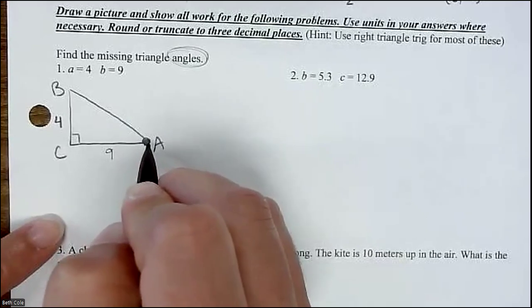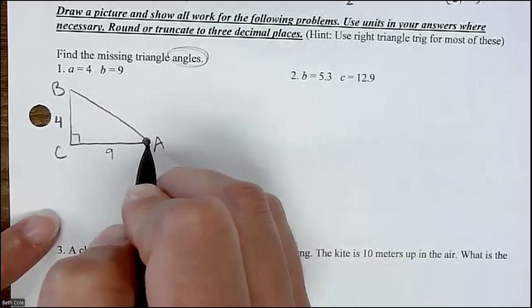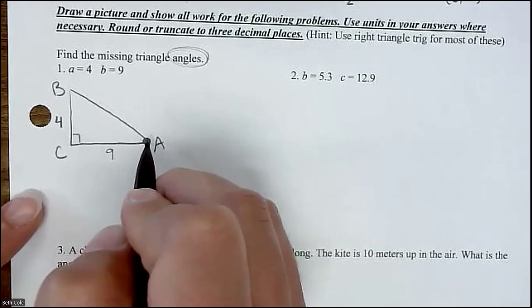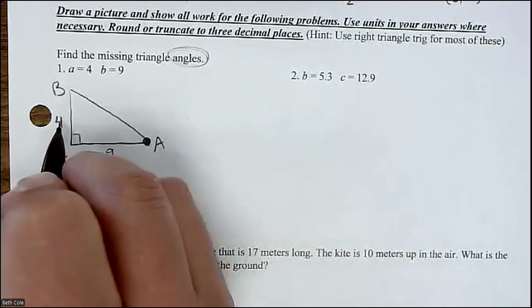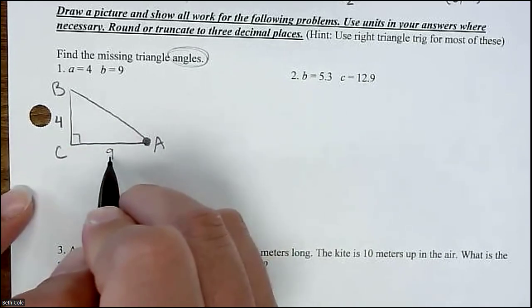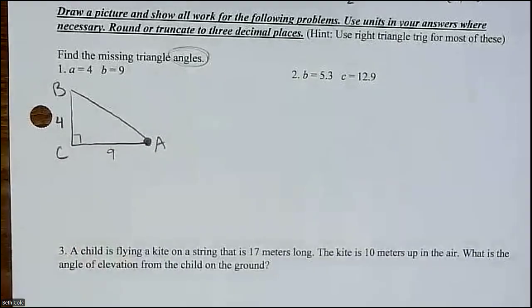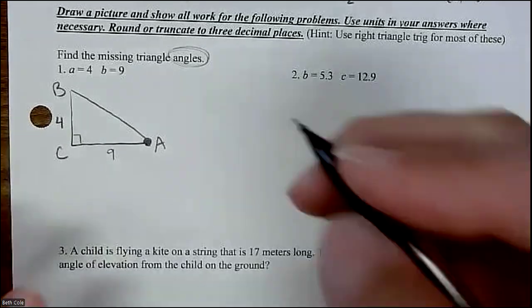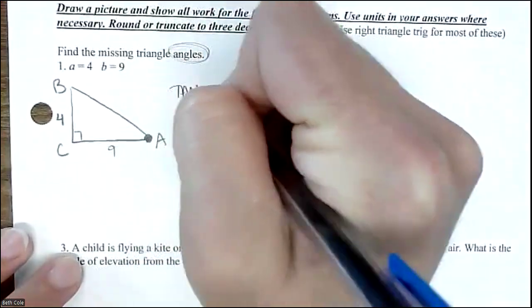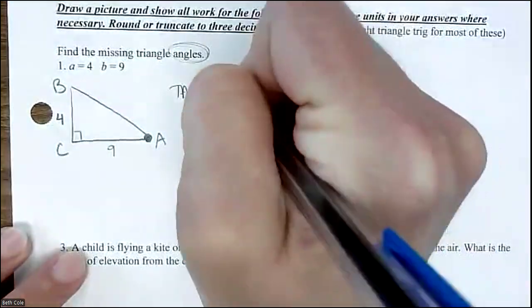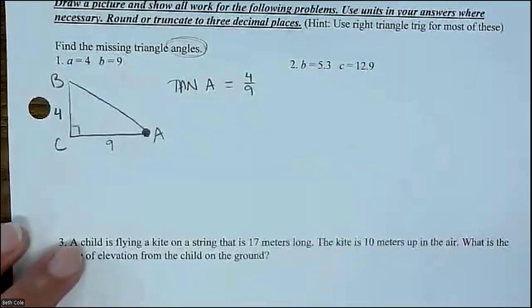You are here on the map. You know the star that's like you are here? That's your point of view. Okay. What is the opposite of A? 4 is opposite and 9 is adjacent. SOHCAHTOA, that's tangent, opposite and adjacent. So it's tangent of A equals 4 over 9.